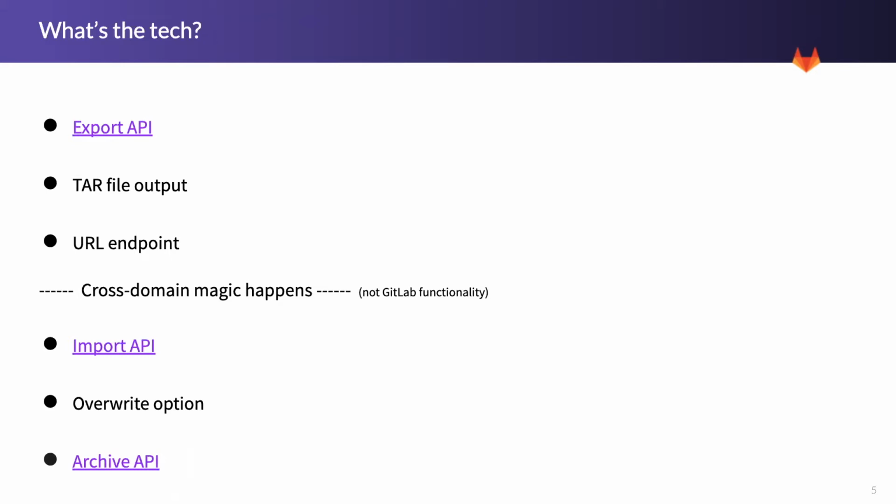Or in the more modern sense, a diode of some sort is implemented so that packages can be left over there and then picked up on the other side. Now, what happens on the receiving end is that there is an import API that literally imports all of the artifacts that are packaged as part of the export and creates a project within GitLab on the other side.